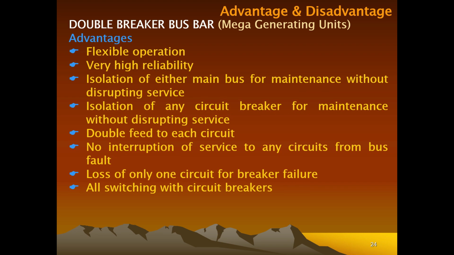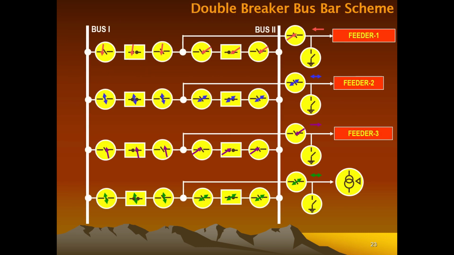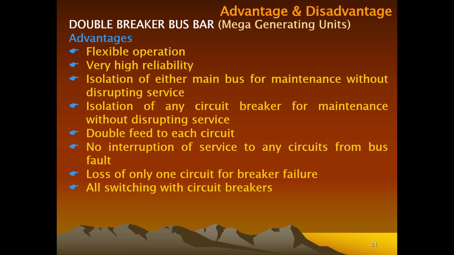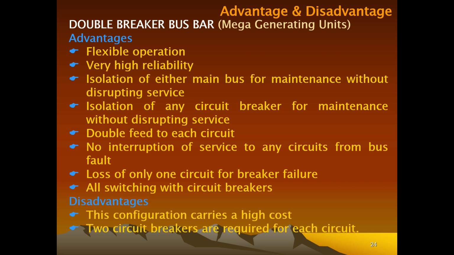The advantages of the double bus arrangement: these are generally used for mega generating units, having flexible operation, very high reliability, isolation of either main bus for maintenance without disrupting the service, and isolation of any circuit breaker for maintenance without disrupting service. I have already explained double feed to each circuit. If you see here, each circuit is fed through bus 2 as well as bus 1. So there is double feed to each circuit, no interruption of service to any circuit for a bus fault, loss of only one circuit for breaker failure, and all switching with circuit breakers.